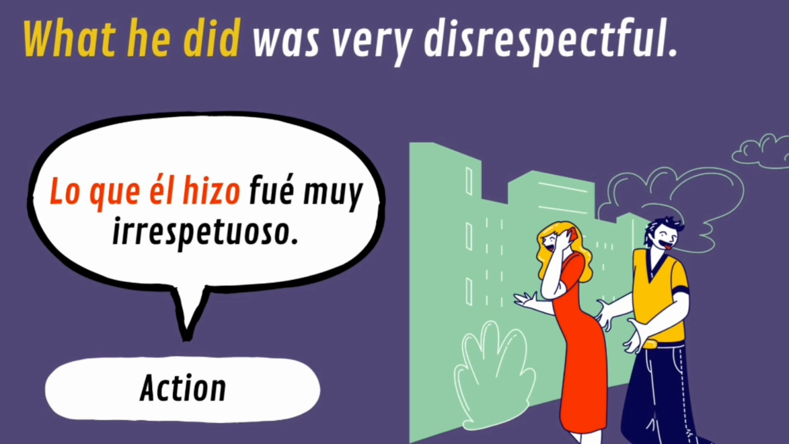And also we have this sentence. It's representing an action also, okay? What he did was very disrespectful. Here we're talking about an action. What he did. In this case, he was trying to like touch that girl. So what he did, lo que él hizo, was very, fue muy disrespectful, irrespetuoso. Okay, one more time to say what he did was very disrespectful in Spanish, you have to say lo que él hizo, what? Lo que, he did, él hizo, was very disrespectful. Fue muy irrespetuoso. One more time, just in Spanish. Lo que él hizo fue muy irrespetuoso.